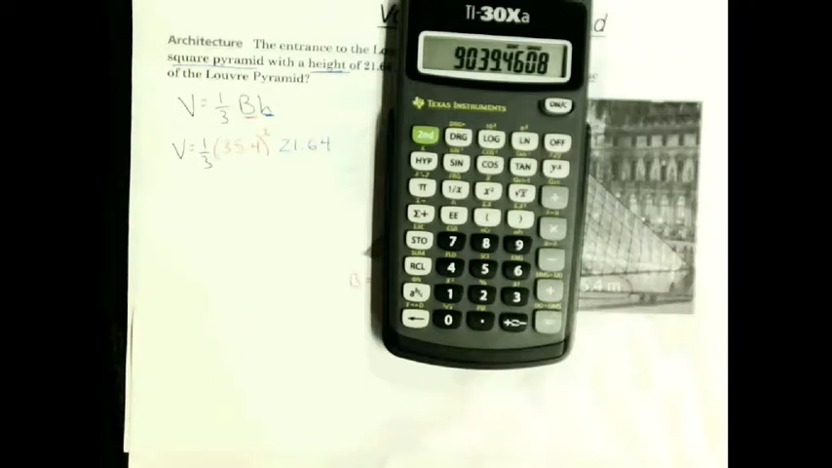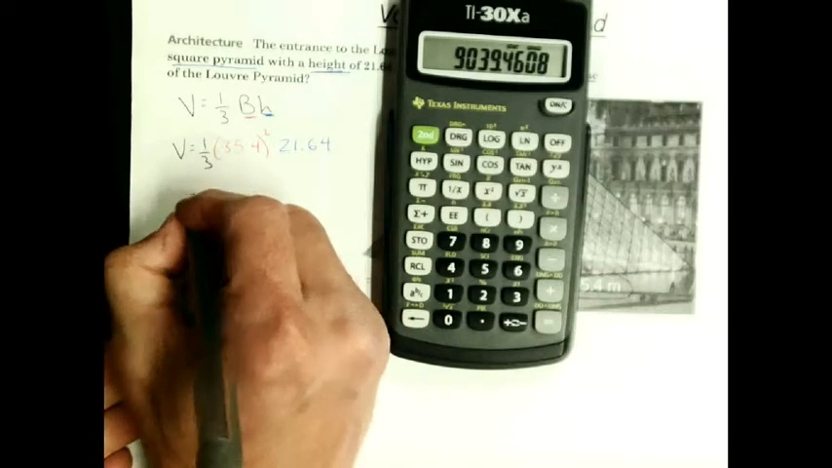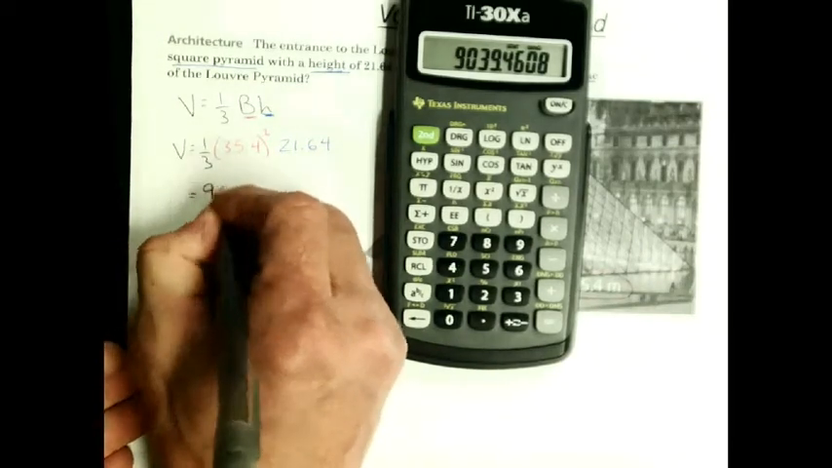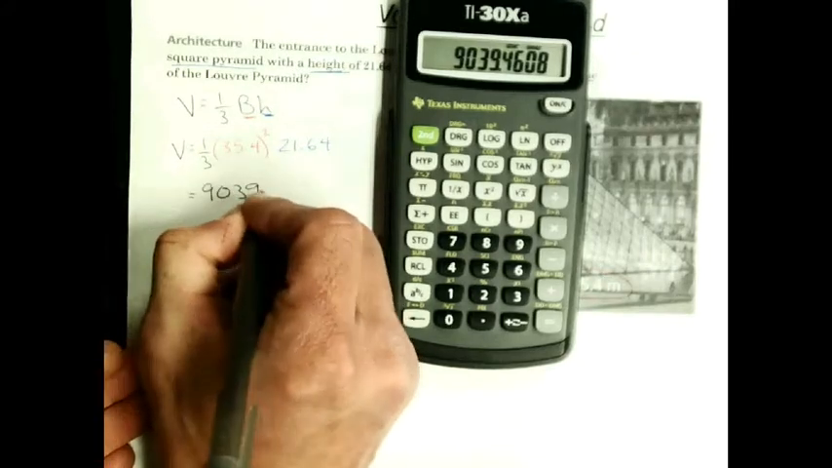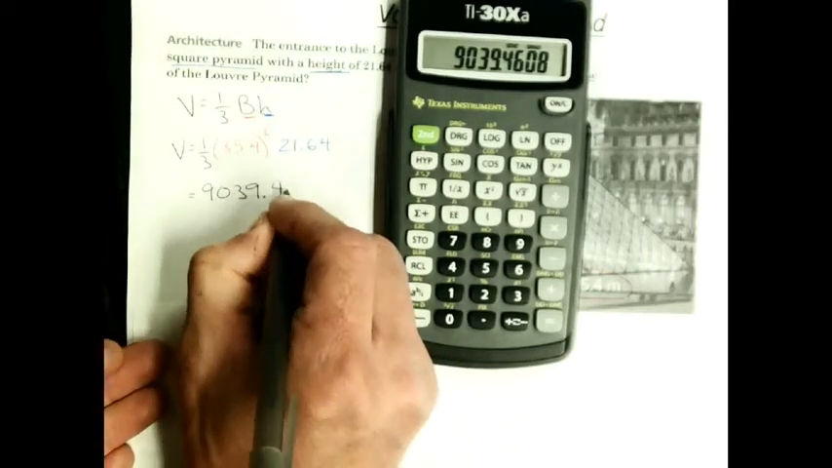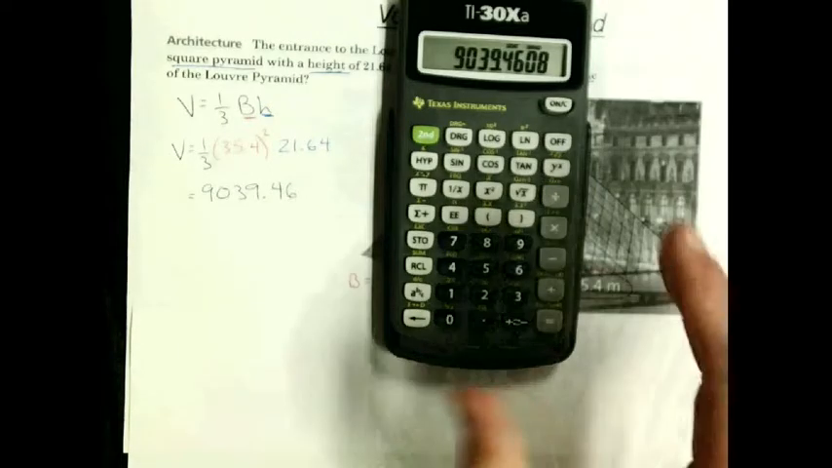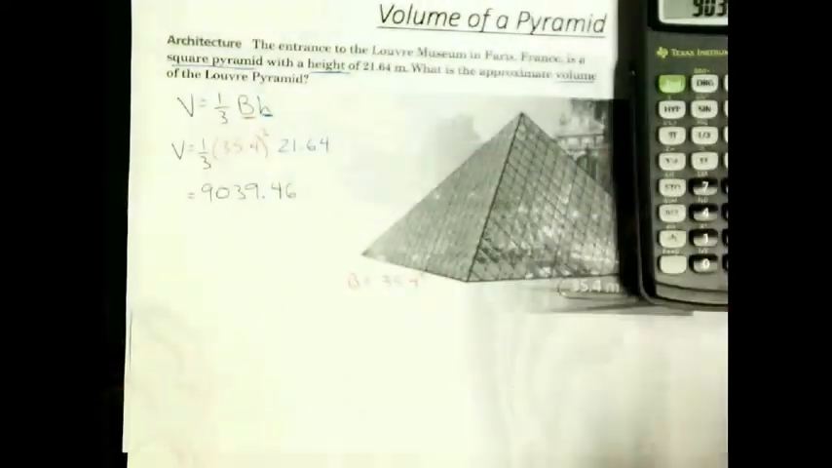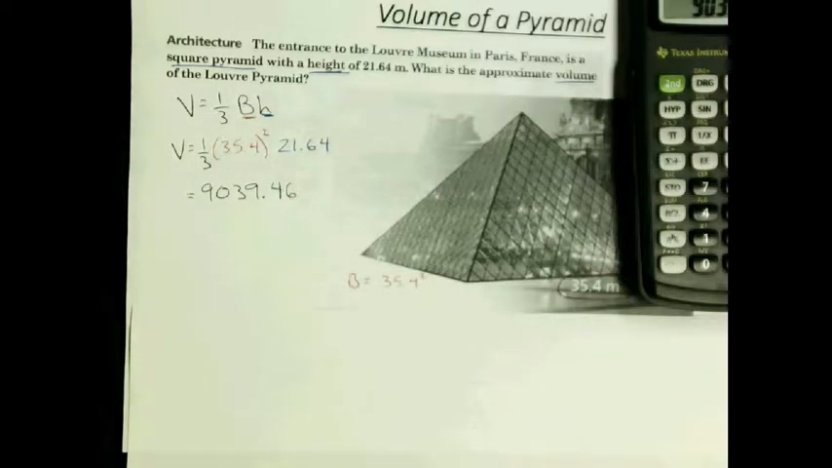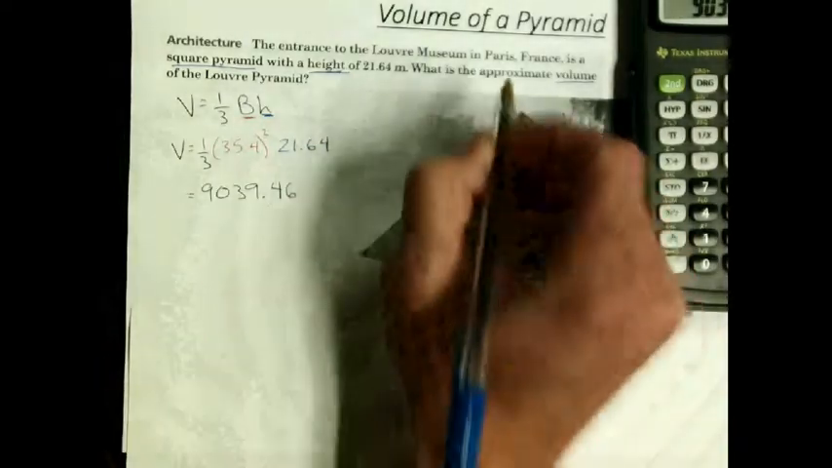Okay, so we have our figure here. It's a weird one. So we have a 9, a 0, a 3, a 9, a point, a 4, a 6. So we'll leave it there. 9,039.46 something, right? And so all we have to do now is check the directions. How do we want it? It's wanted as approximate.